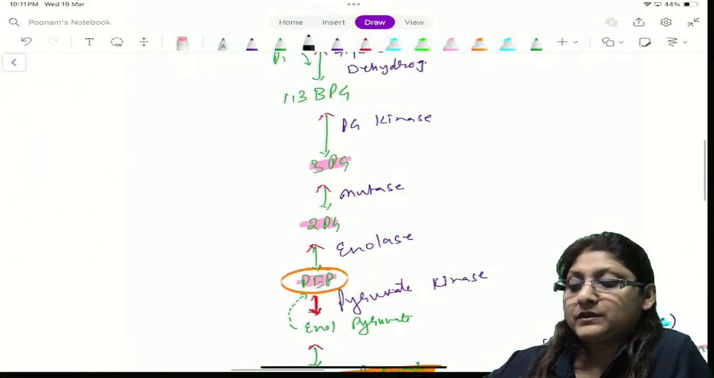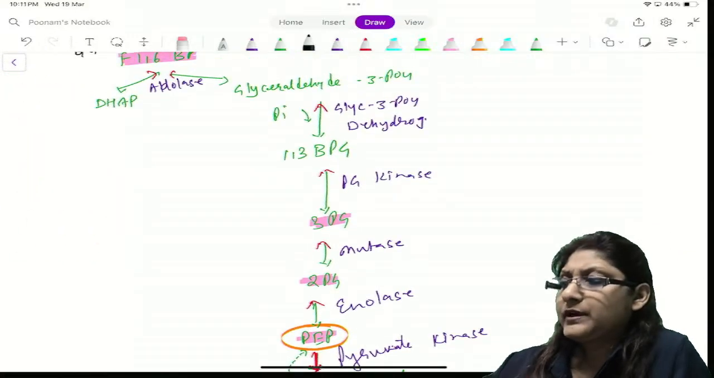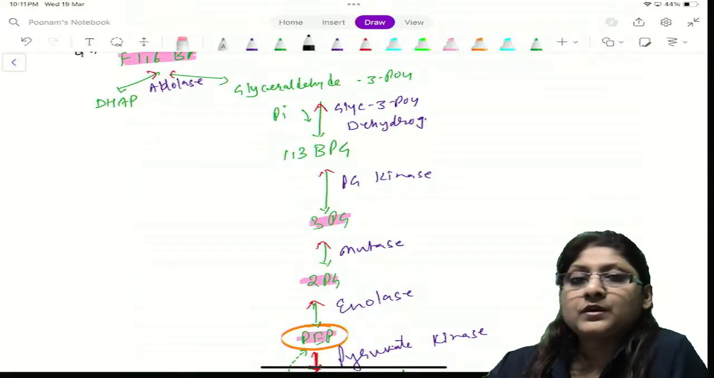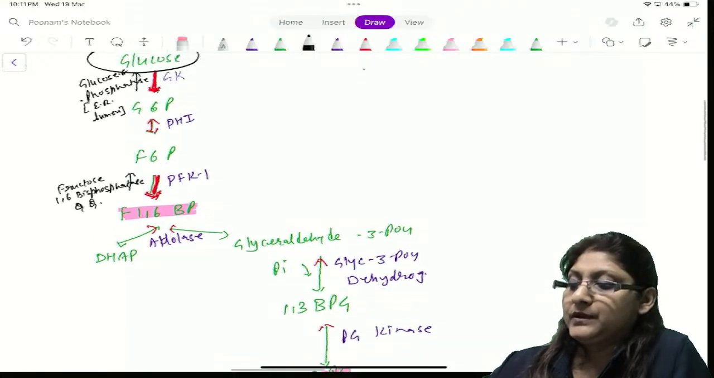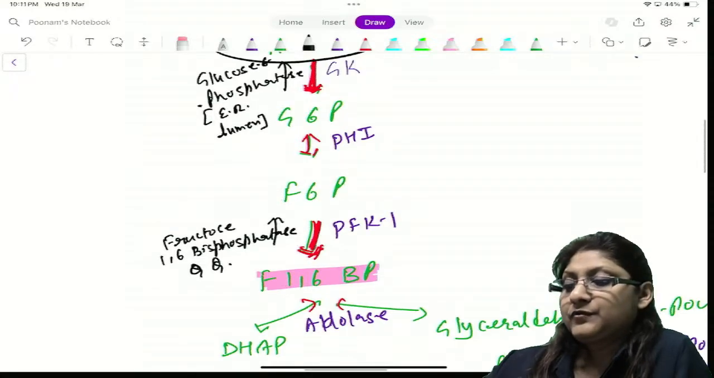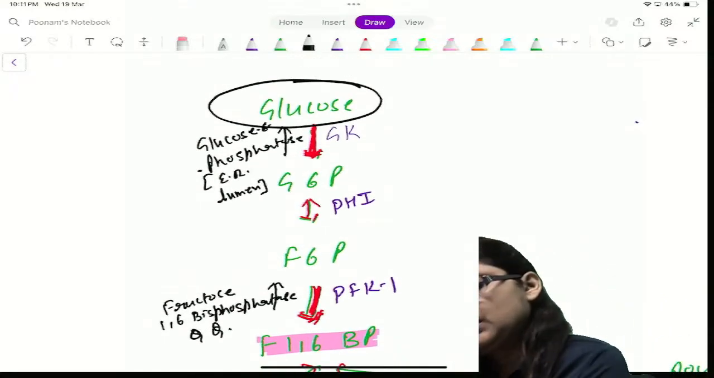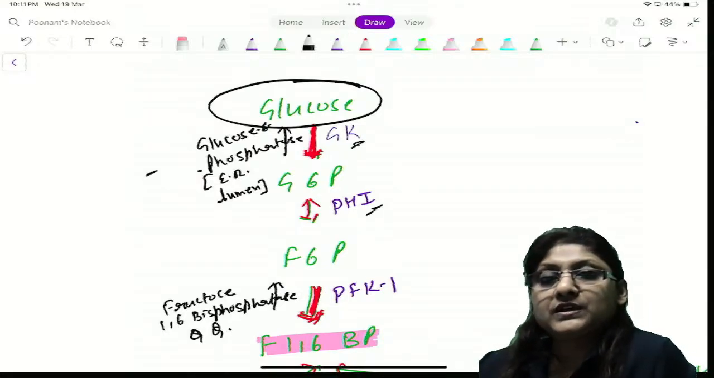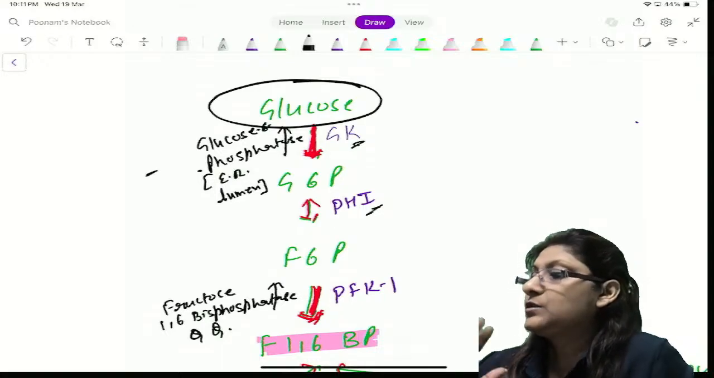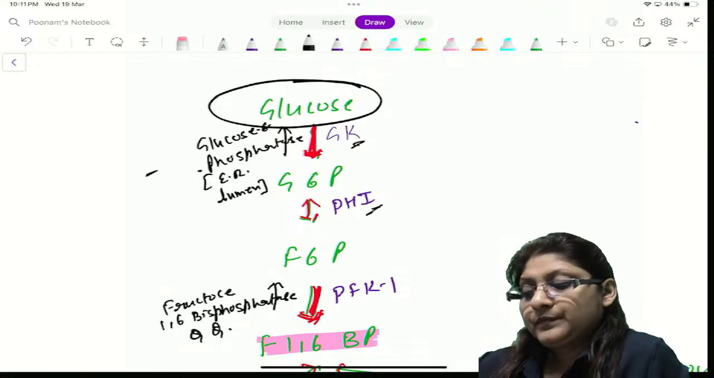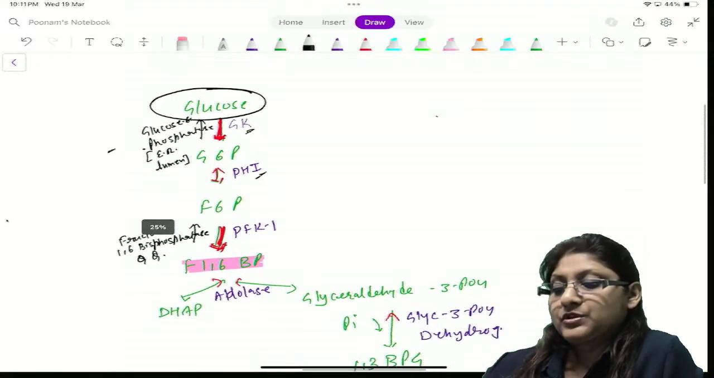The bypassing of pyruvate kinase is a multi-enzyme process, which I've explained here. And then beyond that, enolase, mutase, all these glycolytic enzymes are going to be used in the process of gluconeogenesis. Only the problem will be coming at the PFK1 step, which will be bypassed by fructose 1,6-bisphosphatase. Then phosphohexose isomerase will be used. Then glucokinase action will be bypassed by glucose 6-phosphatase activity. Ultimately, glucose will be formed. Right? So, this is how glucose is produced in gluconeogenesis.